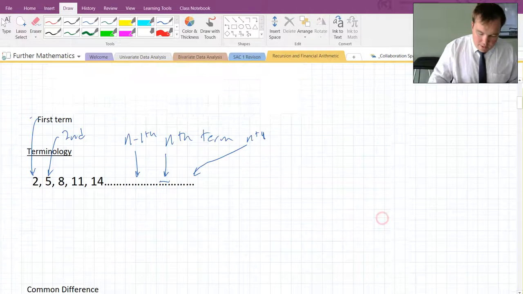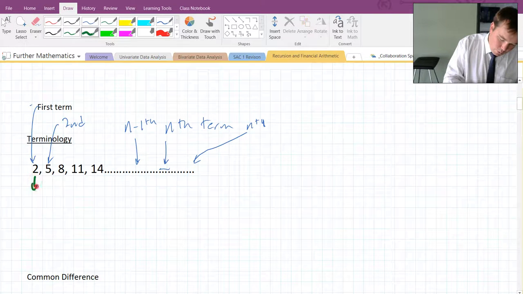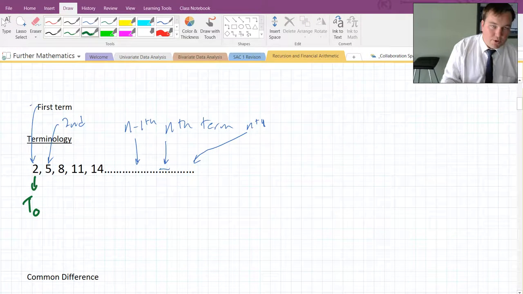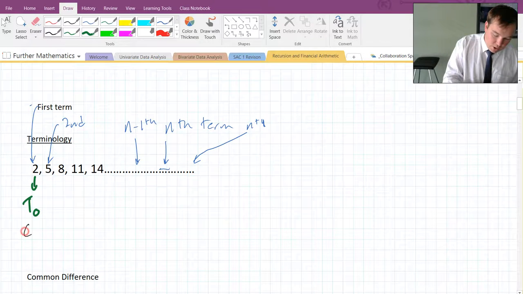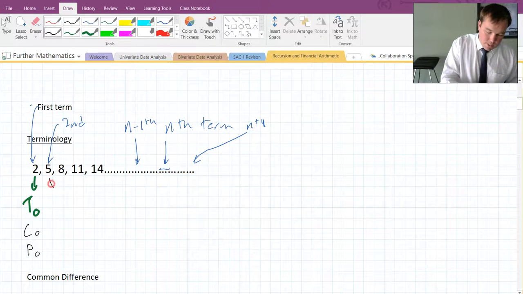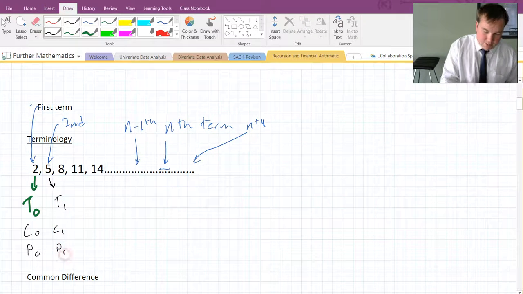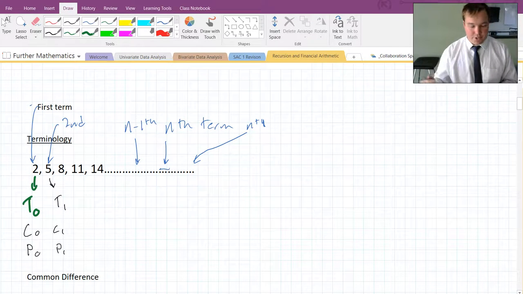Now, for terminology, this, if it's the first term, will be called T0. Doesn't have to be T, that could be term 0, it could be the cost at time 0, it could be the price at time 0. We use a whole variety of different letters. That makes this one here T1, or C1, or P1, etc. Confusingly enough, T1 is the second term.